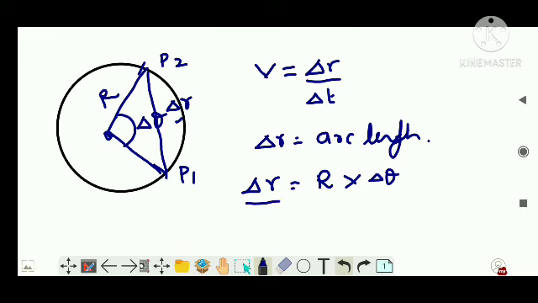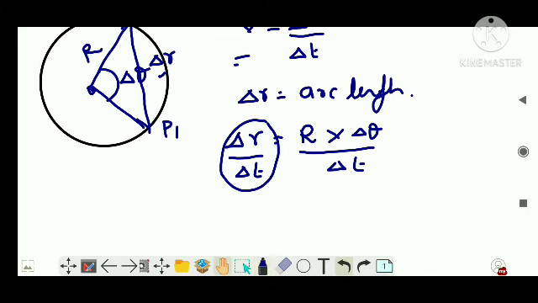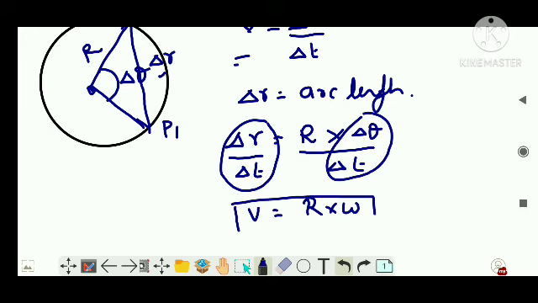Now let's divide by delta t throughout. What is delta r by delta t? We just wrote it as the linear velocity. And what is delta theta by delta t? That is omega. So v is equal to r omega is the relationship between linear velocity and angular velocity. If you want to find the linear velocity of a circular motion and you are given the angular velocity, you just have to multiply it with the radius.